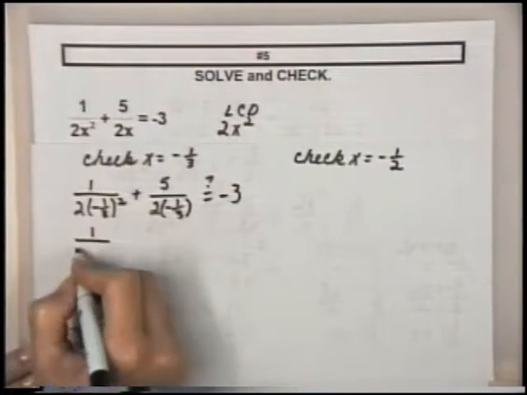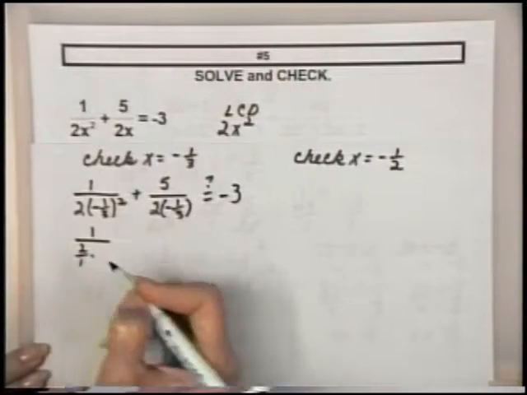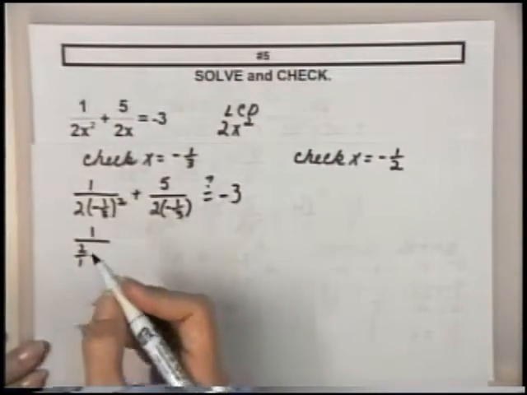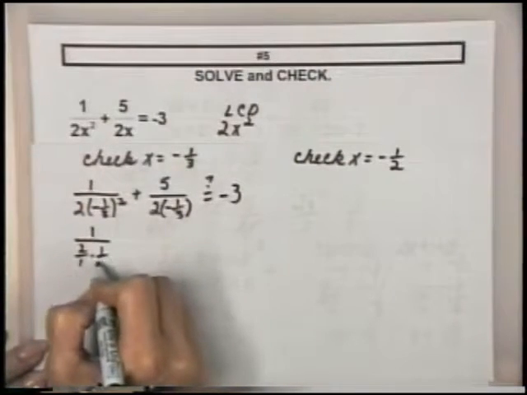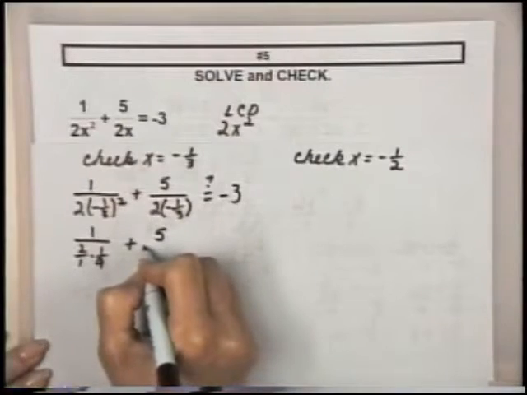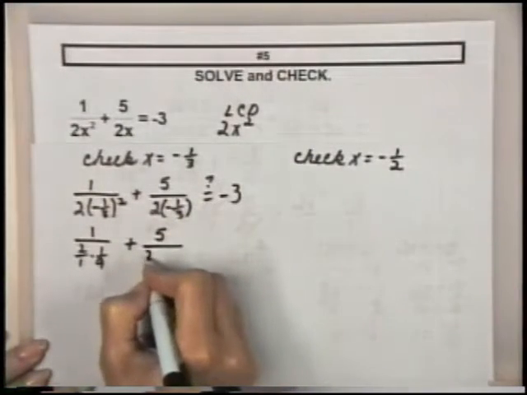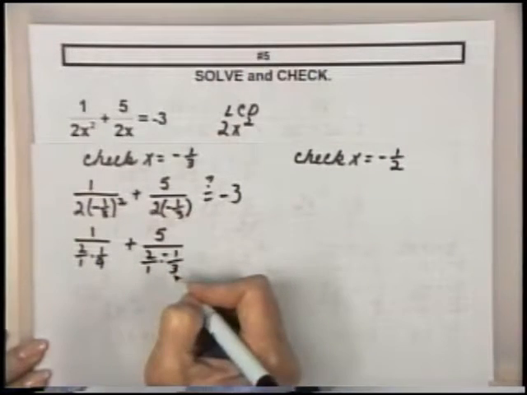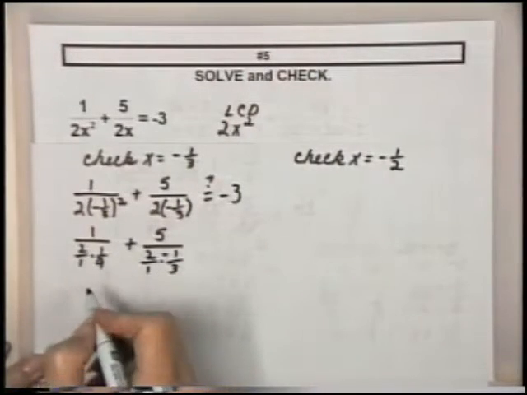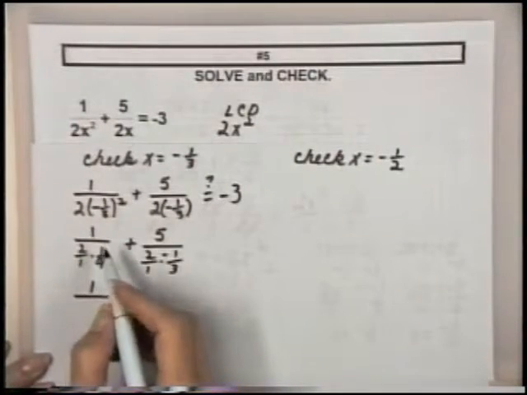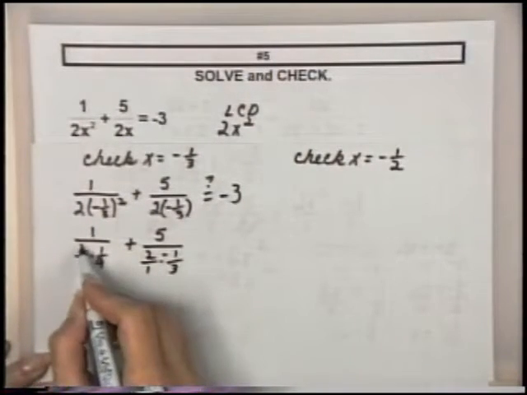For my first fraction, I will have 1 over, I will write my 2 over 1 times, I will square my negative 1/3. When I square negative 1/3, I get a positive 1/9. For my second fraction, I will have 5 over, I will write my 2 as 2 over 1 times my negative 1/3.